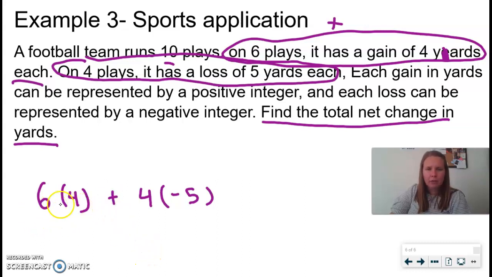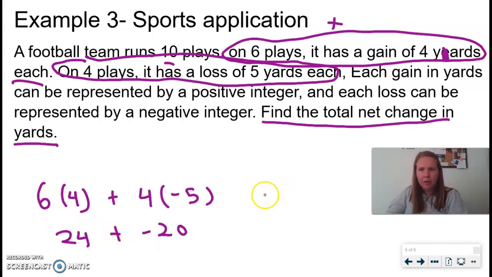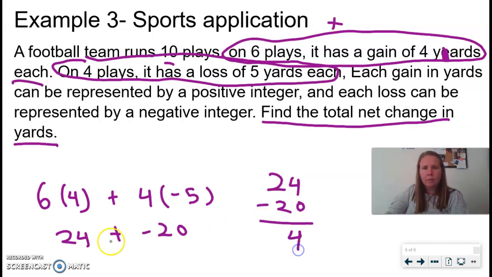Okay, so using my integer rules to multiply, I've got 6 times 4 is 24. Alrighty, so now I've gotten an addition problem. Again, using my integer rules, I am going to end up subtracting the 2. I get an answer of +4 because this was originally it. So they gained 4 yards.